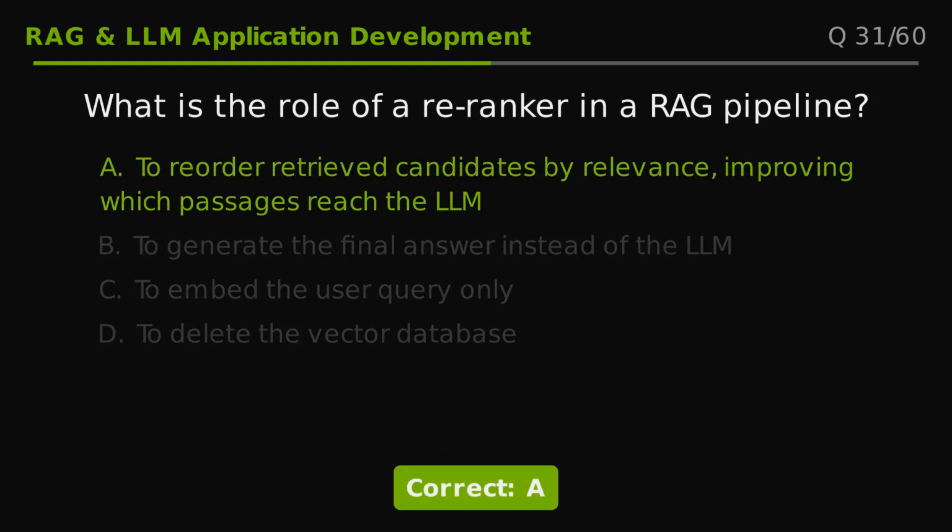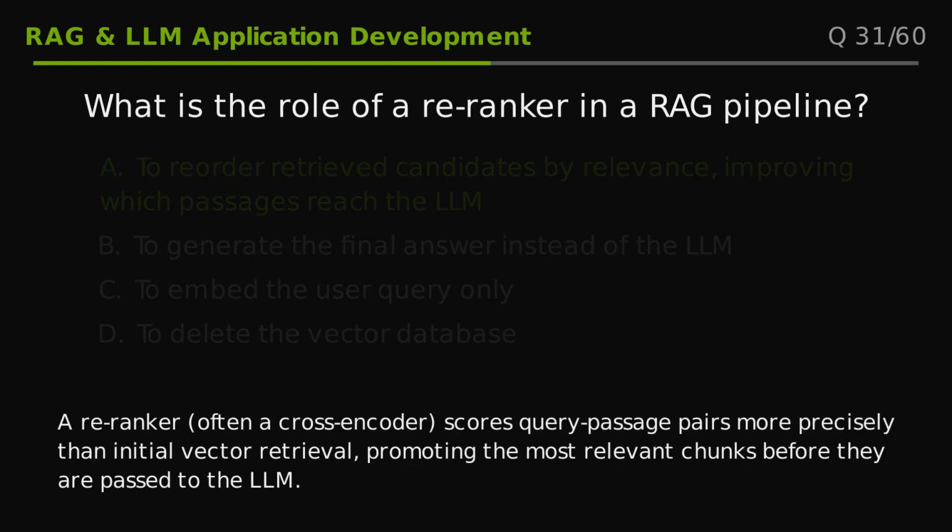The correct answer is B. A reranker, often a cross encoder, scores query passage pairs more precisely than initial vector retrieval, promoting the most relevant chunks before they are passed to the LLM.